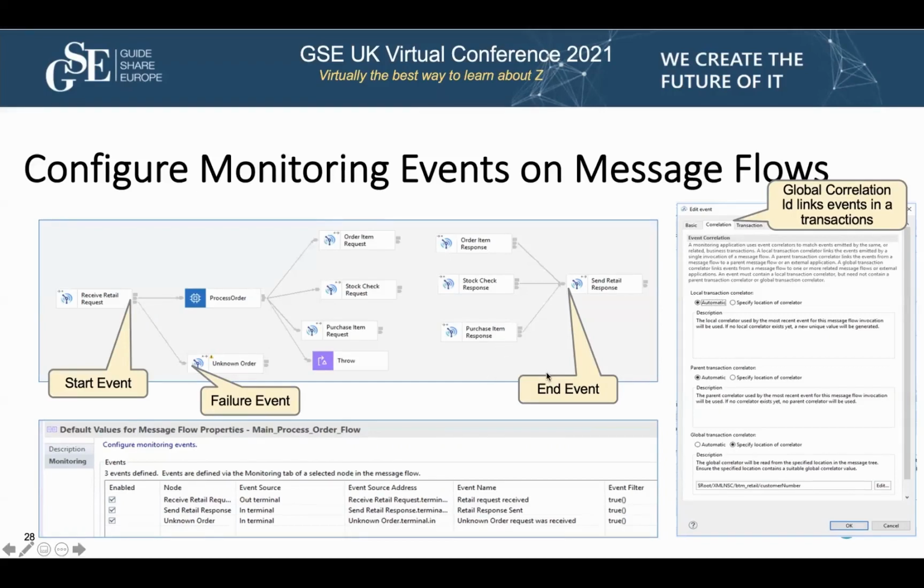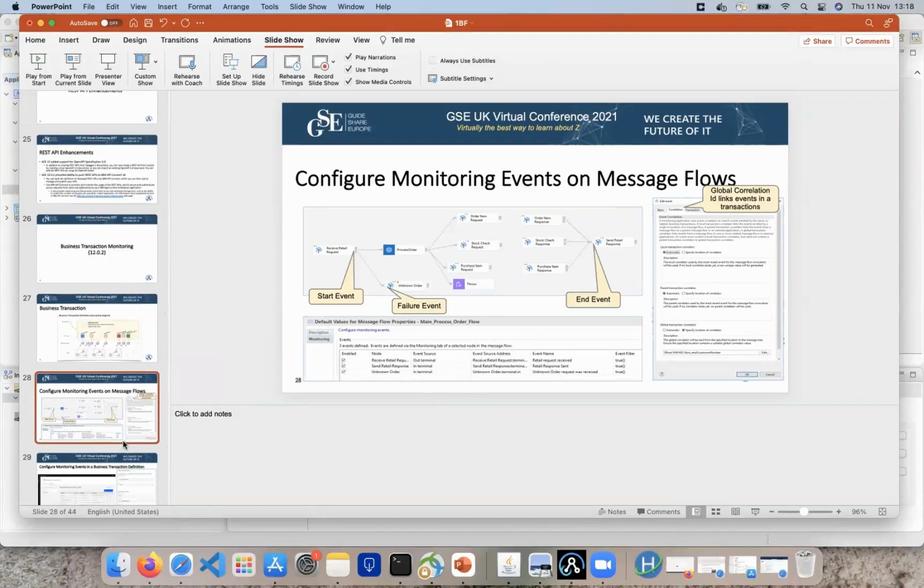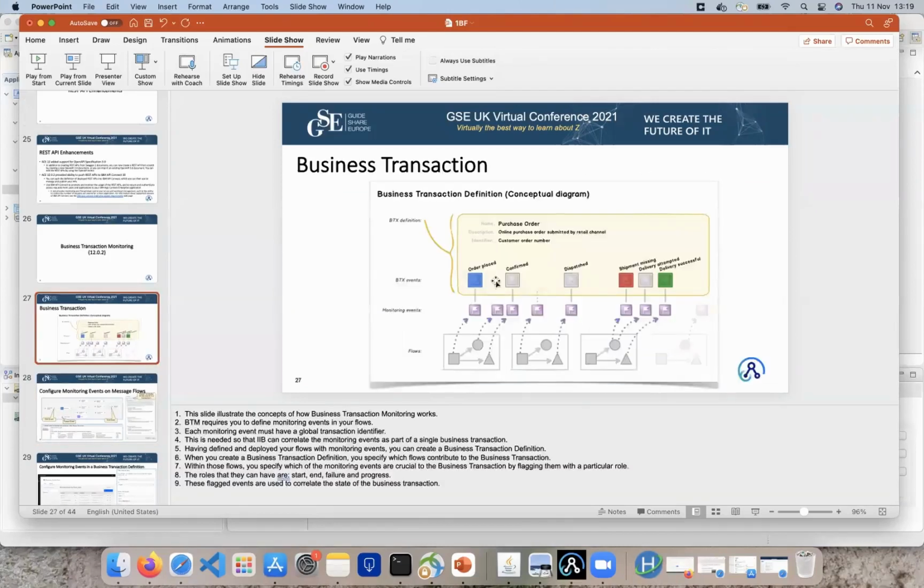So you've got your flows, and you're emitting monitoring events. Not every event has to be a business transaction event. In fact, that might be quite a performance hit. So you only want the ones that make sense for the business, the ones that they want to know about, the ones up here.